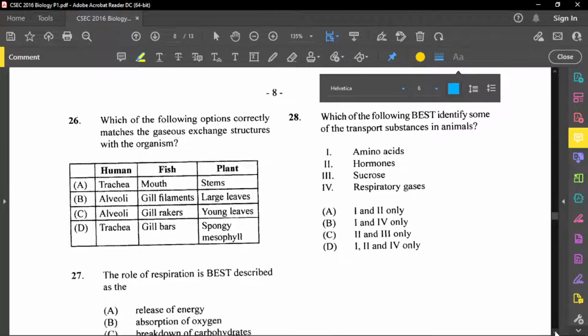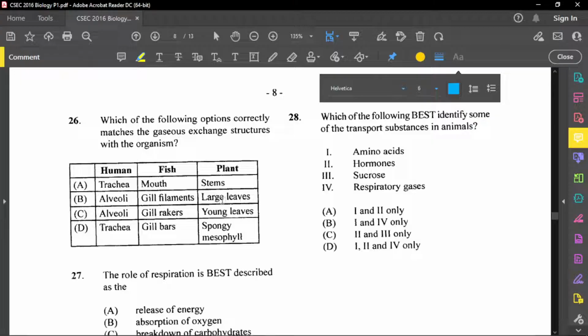Now, 26. For question number 26, which of the following options correctly matches the gaseous exchange structures with the organism? And so human beings, we know is alveoli, so it's either B or C. There's no doubt about that. Now for fish, that's what you need to look at. For fish, let's say you don't know fish, but it is the gill filaments. But let's say you do not know fish. Then you go to the plants. I know that you see leaves there, right? Again, we can only be between B and C.